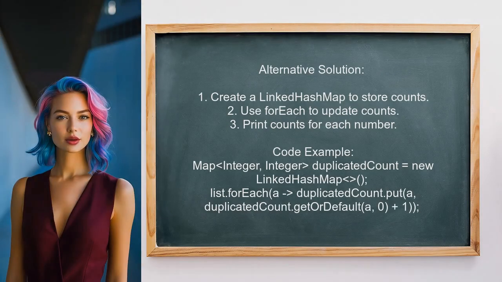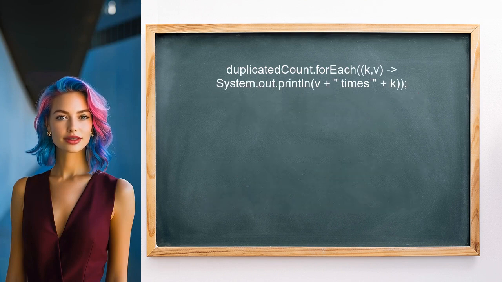An alternative solution provided by another user utilizes Java 8 features to count duplicates in just 3 lines of code. They create a map to store the count of each element. Then they iterate through the list, updating the count for each number. Finally, they print out how many times each number appears.